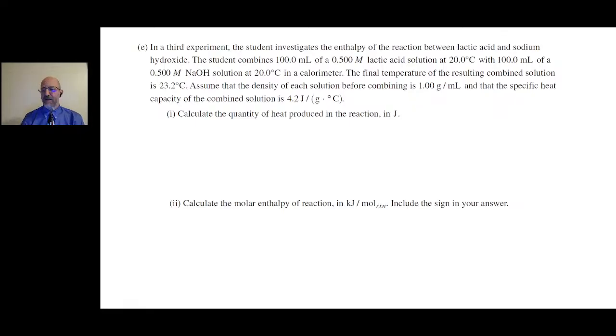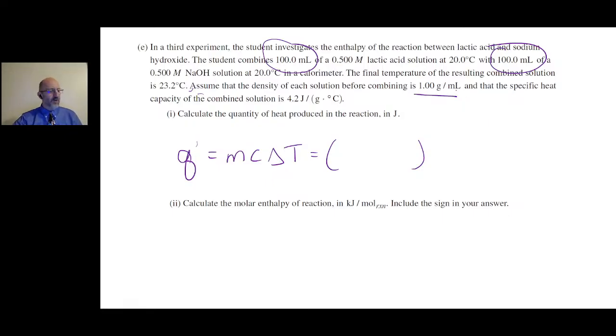So it's about heat. It's about Q. So I'm going to see if I can write on my screen here. Just switching colors. Okay, so I'm going to write Q equals mc delta T. Calculate the quantity of heat produced in this reaction in units of joules. All right, well, the mass of the solution is 200 milliliters, which is actually a volume, but it says assume that the density of each solution is 1 gram per milliliter. So 200 milliliters, that would be 200 grams.